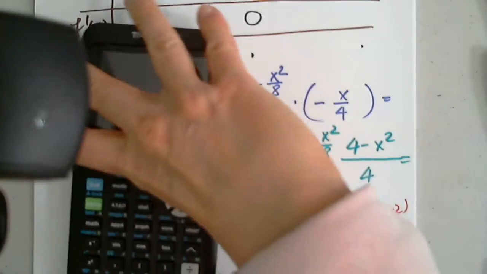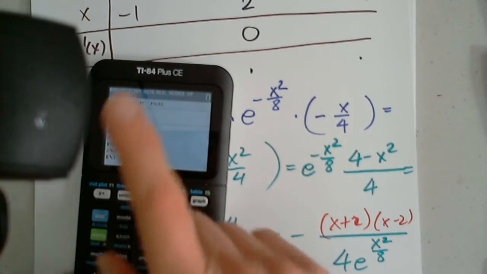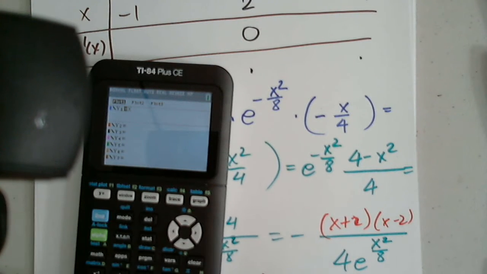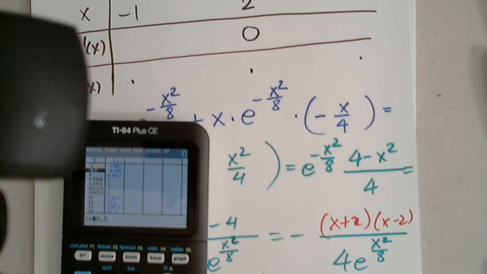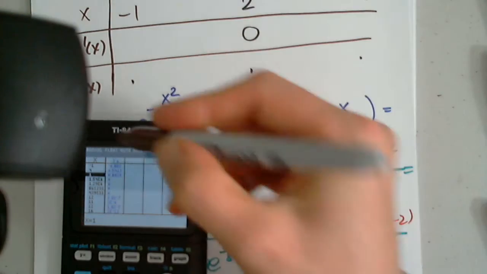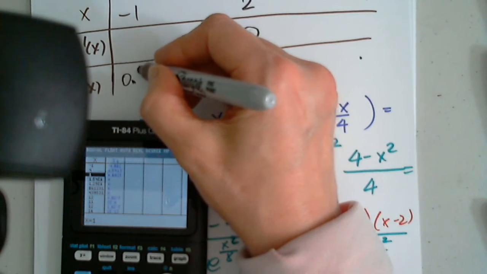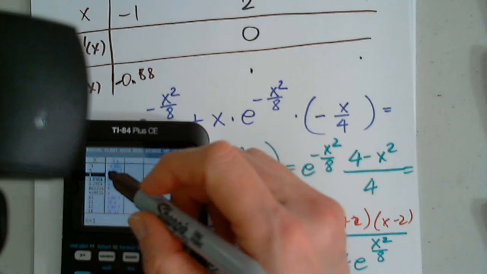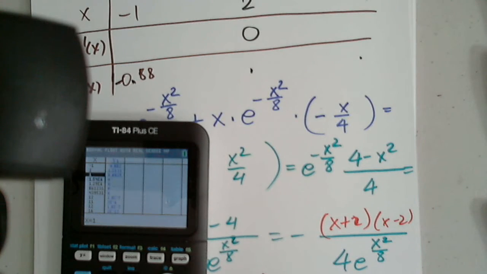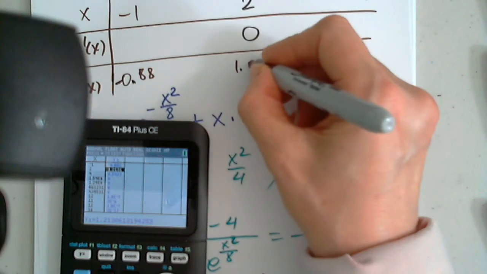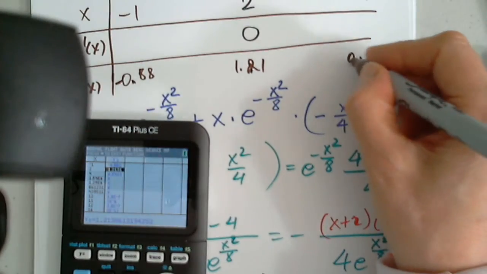So I plug in y equals x e to the power of negative x squared divided by 8, and use the second table function, and I plug in negative 1, 2, and 4. For negative 1, I got negative 0.88. For 2, I got 1.21. And for 4, I got 0.54.